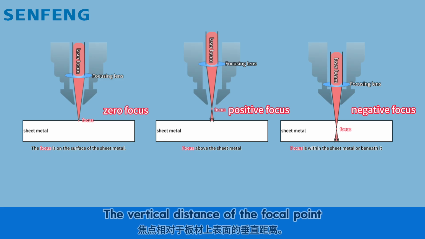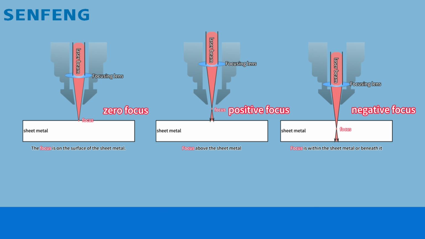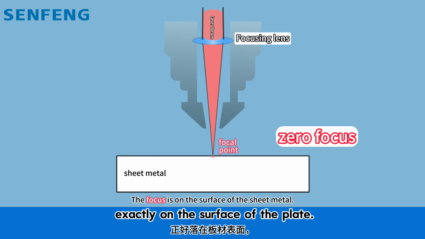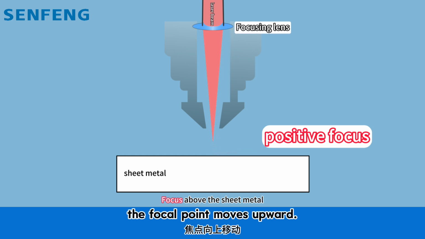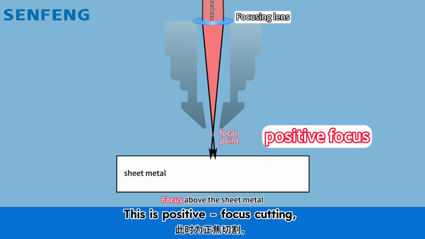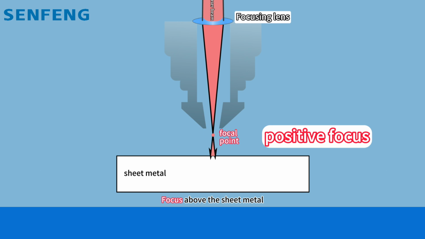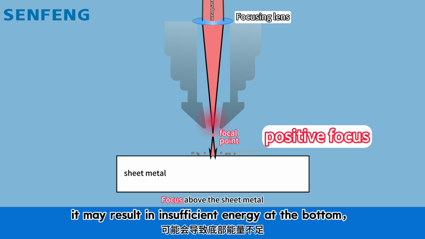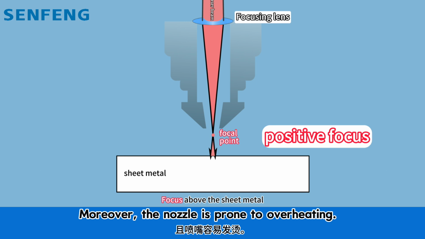Focal position. The vertical distance of the focal point relative to the upper surface of the plate. Zero focus means the focal point is exactly on the surface of the plate. When a positive number is input, the focal point moves upward. This is positive focus cutting, which is usually used for oxygen cutting carbon steel. However, it should be noted that if the focal point is too high, it may result in insufficient energy at the bottom, leading to incomplete cutting and slag backflow. Moreover, the nozzle is prone to overheating.